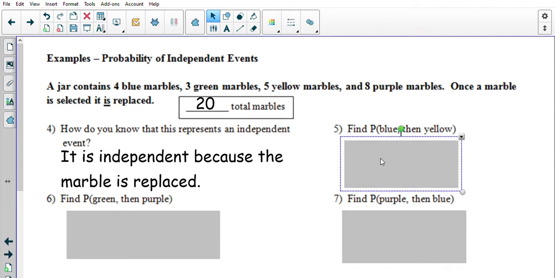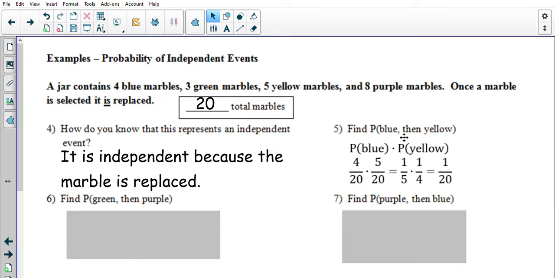So to figure this out, we do the probability of blue times the probability of yellow. Blue is 4 out of 20. Yellow is 5 out of 20. I did reduce these. Now, if you're using your calculator, you can plug in 4/20 times 5/20. It will get you a final solution of 1/20. But again, you could also reduce the two fractions, especially if you don't have a calculator. Reduce 4/20 to 1/5, 5/20 to 1/4, and multiply straight across to get 1/20.